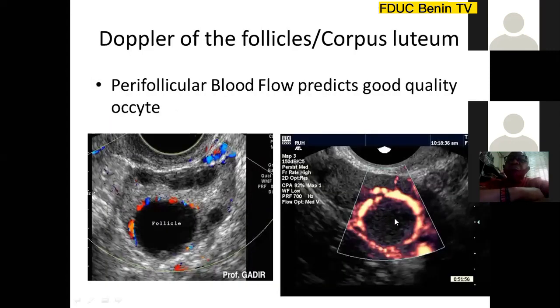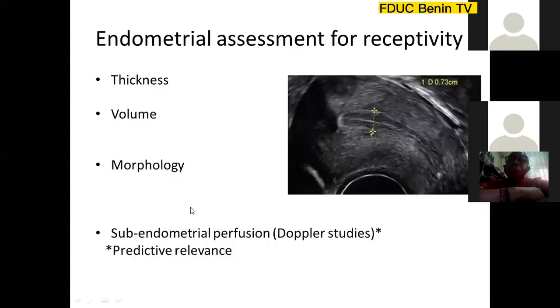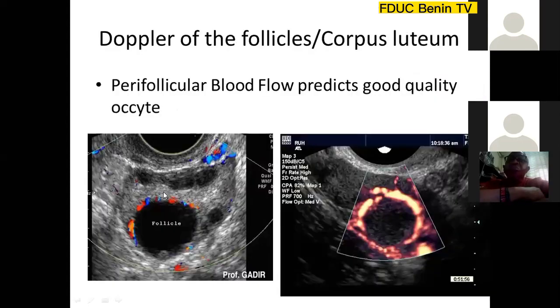Now, this is exactly what I was talking about, the perifollicular blood flow. In mature follicles, you see this perifollicular blood flow occupying about 75% of the circumference of the follicle.